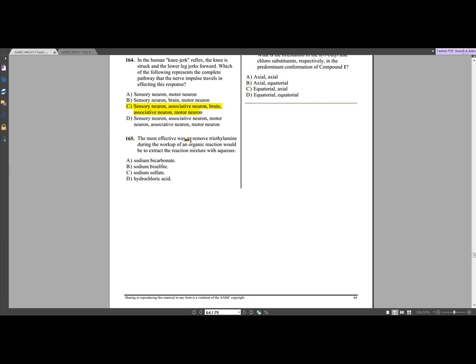The most effective way of removing triethylamine. It's an organic compound, so extract the reaction mixture with aqueous. Well, whichever is the most polar. That's polar. That's polar. That's polar. Well, they're all polar. They're all soluble. They're all polar, so they're all going to separate it. I don't care what you use. Just choose one and go with it. It's the most effective thing. I hate these questions.